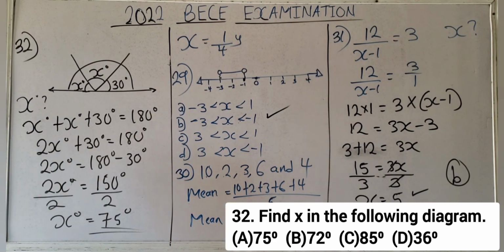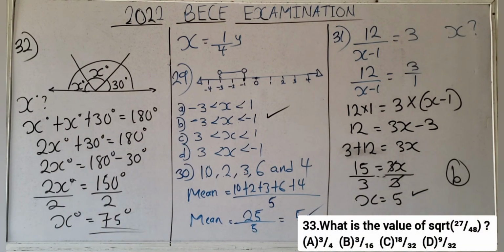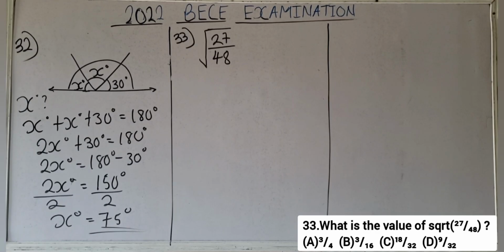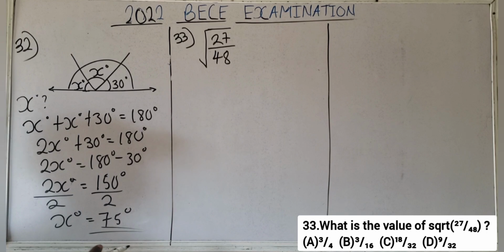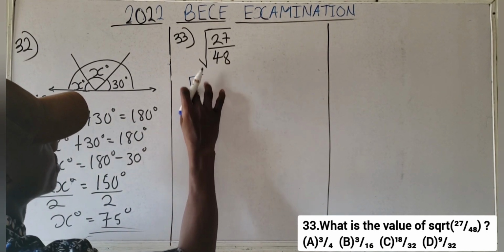Okay. So let's proceed to question number 33. Question 33. What is the value of the square root of 27 over 48? Now I want you to pay attention. Let's start with the numerator, the square root of 27. Please pay attention.